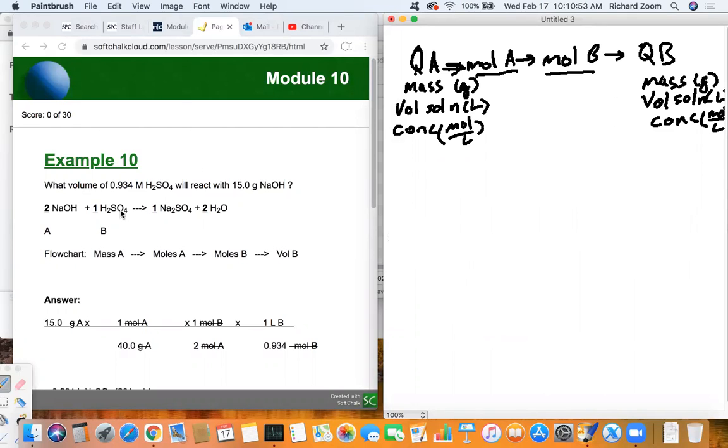So with this one, this one can be a little bit more challenging to figure out what we're starting with, because we've got one number in front of each of these. We've got the same amount of information. But look at what the wording says: what volume of H2SO4. So we know that NaOH needs to be what we're going to start with. So that'll be my first focus, 15.0 grams of NaOH.